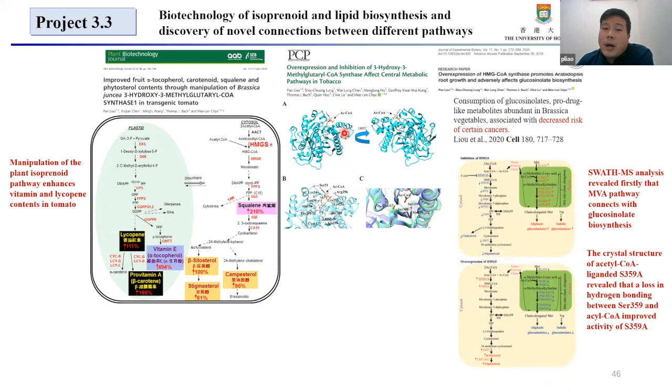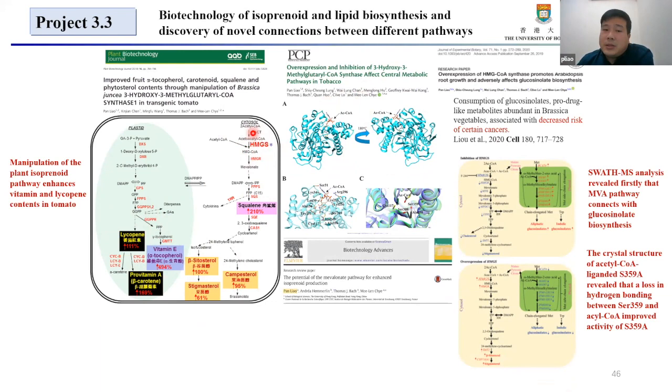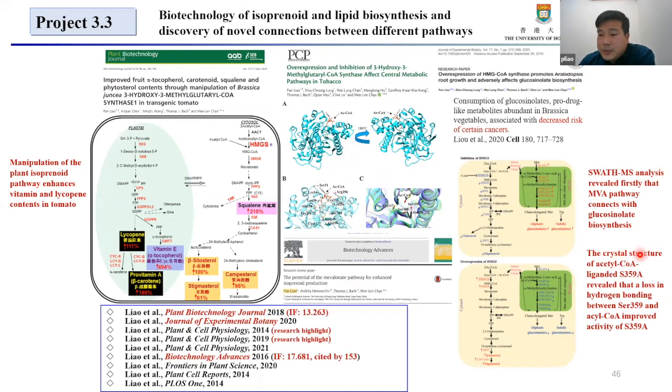Here we want to explain why a single mutation shows a better effect when overexpressed in plants. So we also got the crystal structure for this single mutation. Our results show that the acetyl-CoA ligand S359A revealed that a loss in the hydrogen bonding between the S359 and the acetyl-CoA improved the activity of S359A.